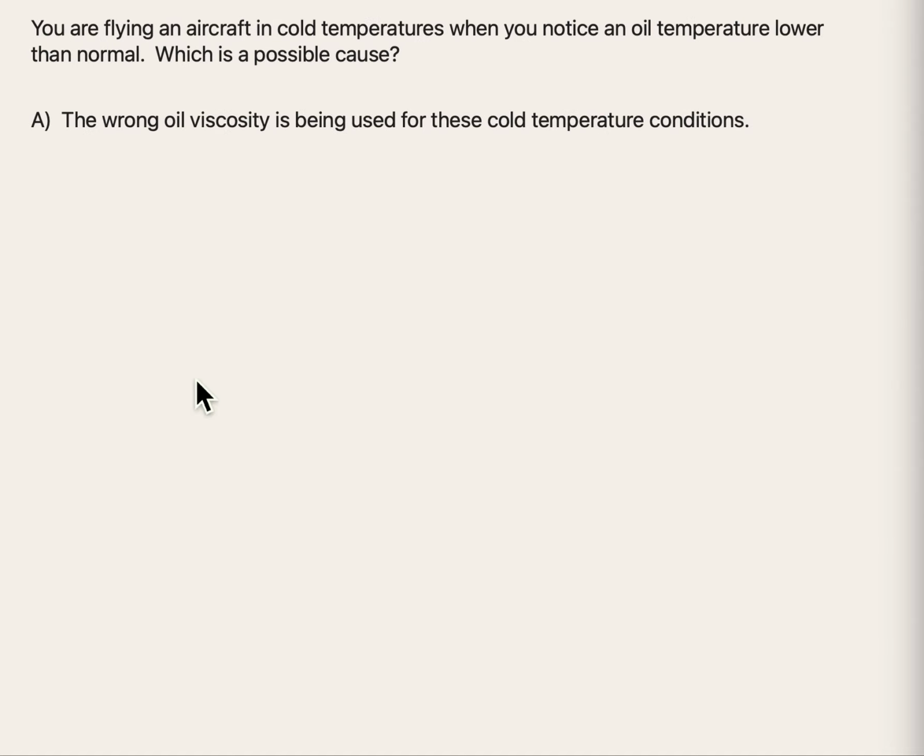You're flying an aircraft in cold temperatures when you notice an oil temperature lower than normal. If you're flying around in cold weather and you notice oil temperature is lower than normal, what's the possible cause? It says that the wrong oil viscosity is being used for the cold temperature conditions.